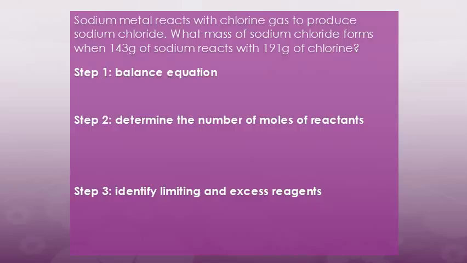Sodium metal reacts with chlorine gas to produce sodium chloride. What mass of sodium chloride forms when 143 grams of sodium reacts with 191 grams of chlorine? So we need to start with a balanced equation.